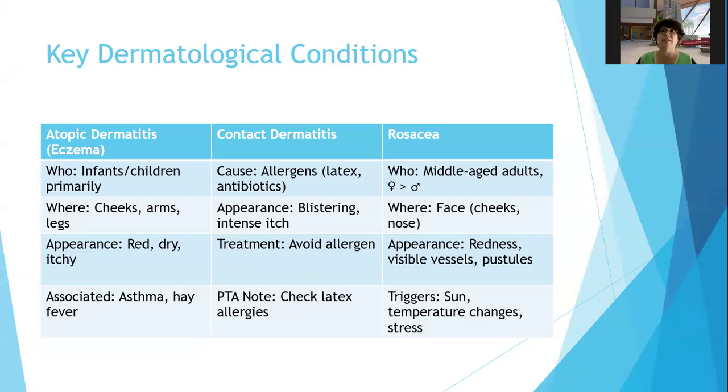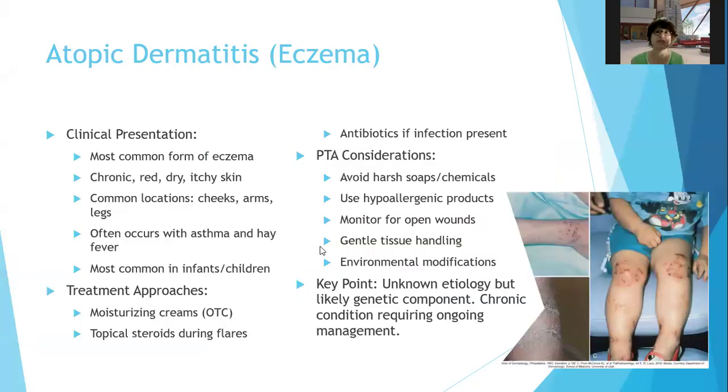Rosacea is common in middle-aged adults, females more than males. It's redness on the face, cheeks, and nose, and sometimes with visible vessels or pustules. Sun can trigger it, as can temperature changes and stress. Atopic dermatitis is the most common form of eczema. You get that chronic, dry, itchy skin, a lot of times with little kids on the cheeks, arms, and legs. It often occurs with asthma and hay fever.